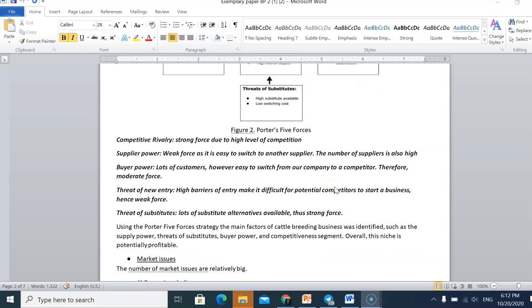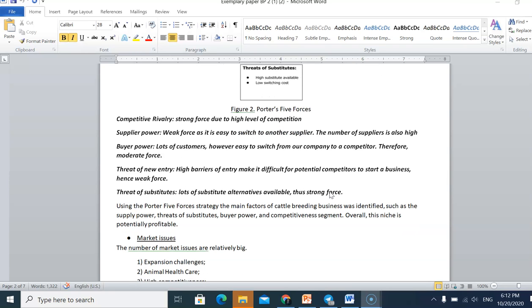Now, the threat of new entry is about barriers to enter your business. In this particular case, there are high barriers to enter your business, which obviously needs a lot of capital expenditures, a lot of staff to be involved, and other things that make it really difficult to enter. Therefore, the threat of new entry in this cattle breeding business is a weak force.